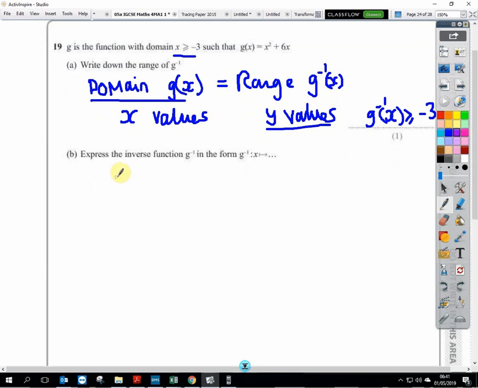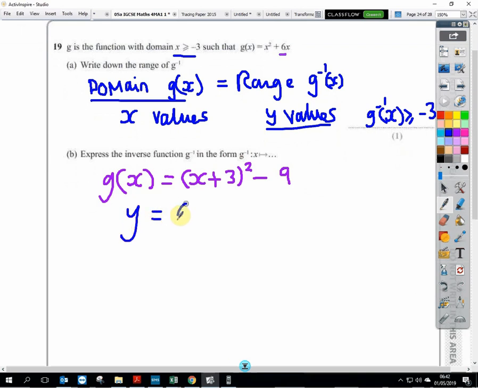So what we're going to do is rewrite g of x first of all. You have to know this. This comes with a bit of practice. Completing the square makes it something like this: it's x plus half of the coefficient of x, which is 3, all squared, and then you subtract the number in the bracket squared. So this is the completed square for x squared plus 6x, and now we can start with the inverse function.